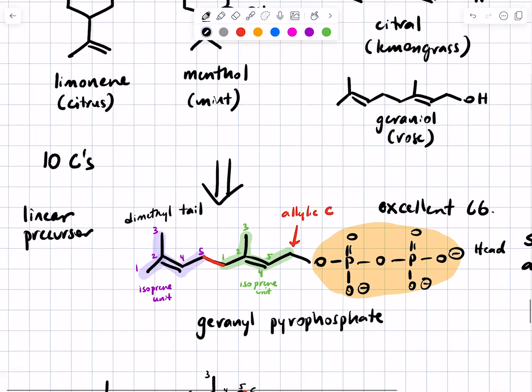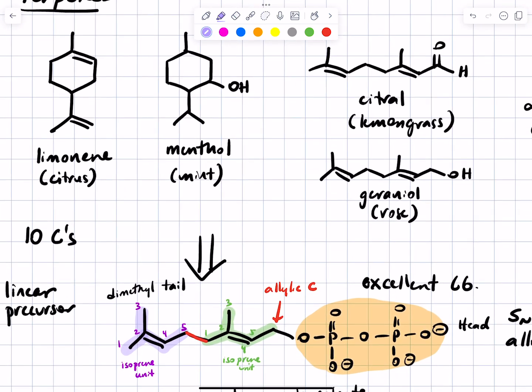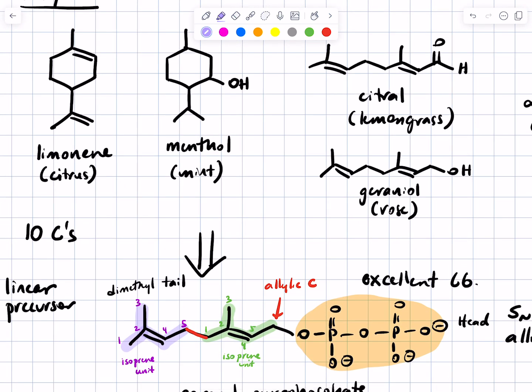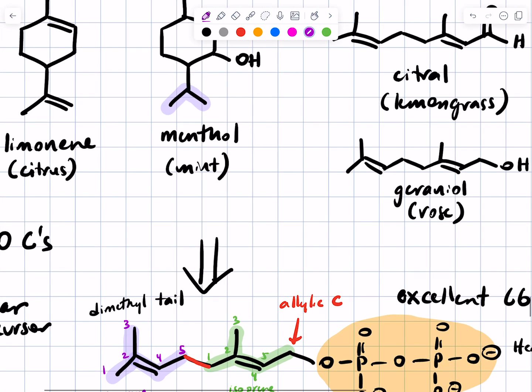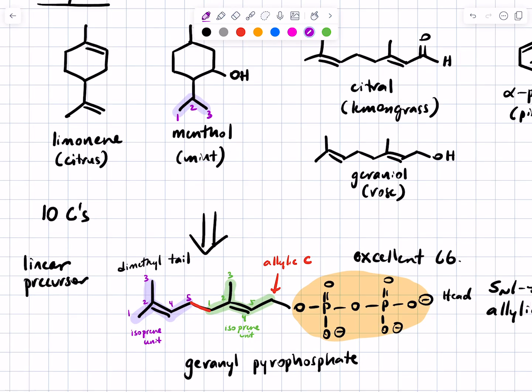So, for example, let's show you how to do that. In menthol, can you find the dimethyl tail? Take a minute and see if you find it. Do you find 1 carbon bonded to 2 methyl groups? That should be right here. So that means that these 2 carbons here in menthol correspond to carbons 1, 2, and 3 of geranyl pyrophosphate. Do you see we're using some of the tools of retrosynthesis to think about things this way?